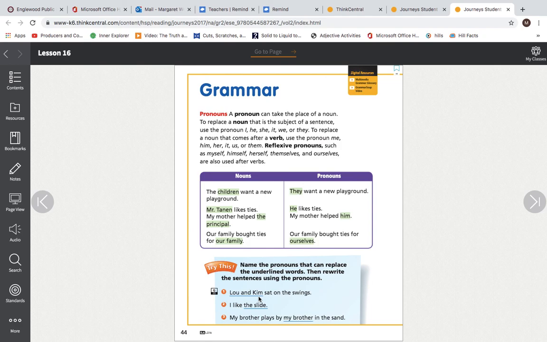Number two, I like the slide. Now the slide is a thing, so we're always going to say it. I like it. And number three, my brother plays by my brother in the sand. This would be one of those reflexive pronouns. And my brother, since he's a boy or a man, my brother plays by himself in the sand.